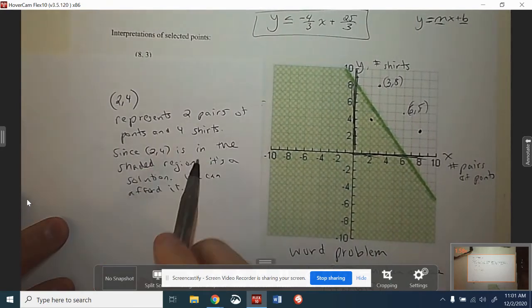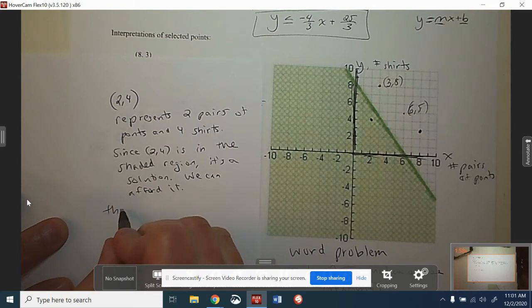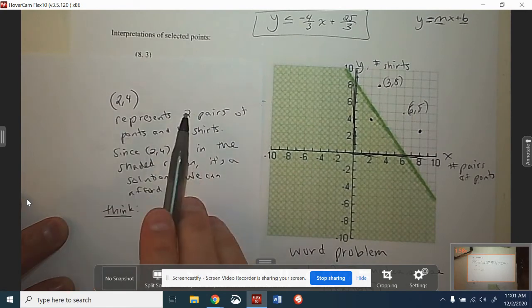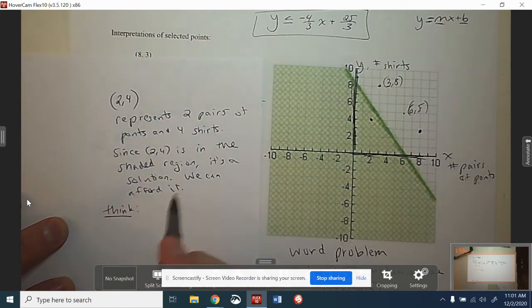Now, just as a little extra, you guys want to write that down, you can pause the video and write that down. But just as a little extra to think about what we just found, we say we can afford 2 pairs of pants and 4 shirts. If we look back at the inequality we wrote, we had $20 per pair of pants and $15 per shirt.